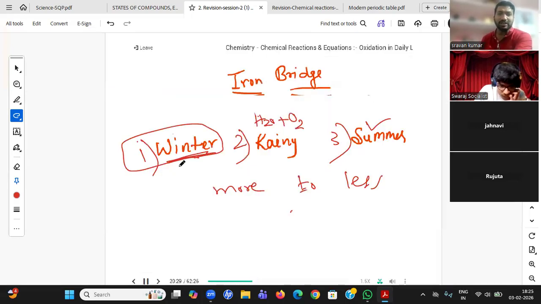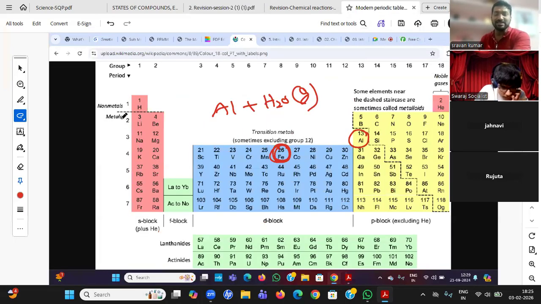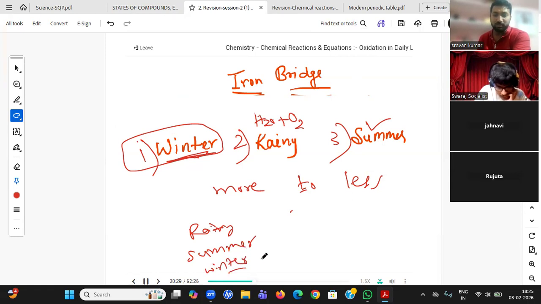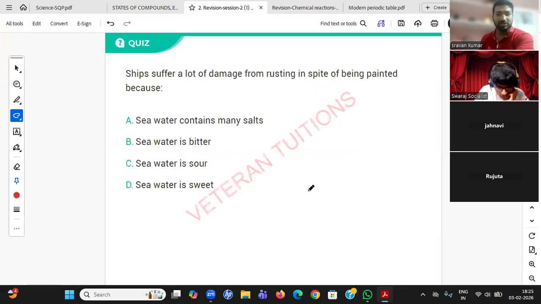Also you can give the same explanation, sir: winter means temperature will be less, and when temperature is decreasing, the reactivity decreases, so they will not be more reactive. In that way you can give that particular answer. So the answer is rainy, more corrosive, followed by summer, followed by winter. More to less, beta, more corrosion to less corrosion. Okay, Rujita, understood, beta?